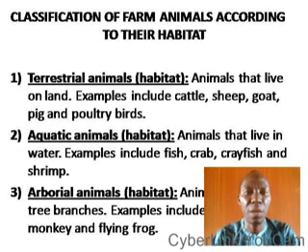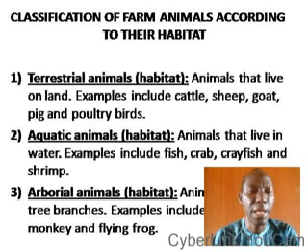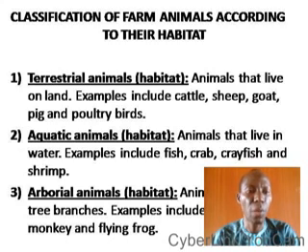Classification of farm animals according to their habitats. Here they are of 3 types. 1. We have terrestrial animals, that is, animals that live on land. Examples include cattle, sheep, goats, pig, and poultry birds.